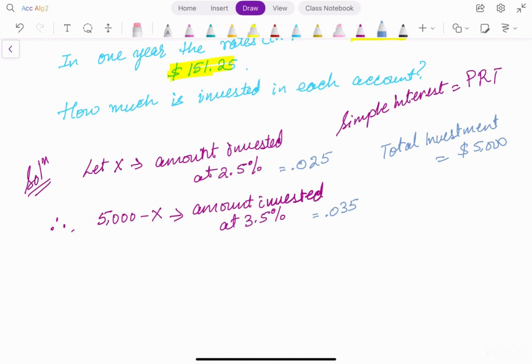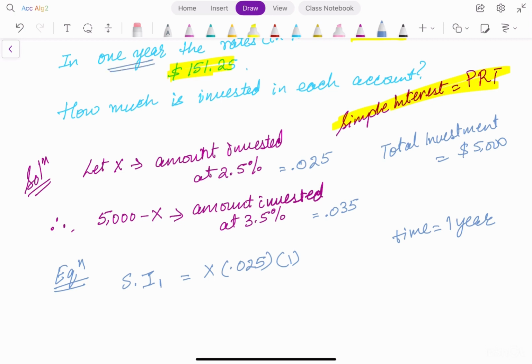Let's calculate the simple interest one by one. So the equation for simple interest for account 1 will be X, that means X is the principal, times rate, which is 0.025, and we are talking about a 1 year time frame, because time is given as 1 year.